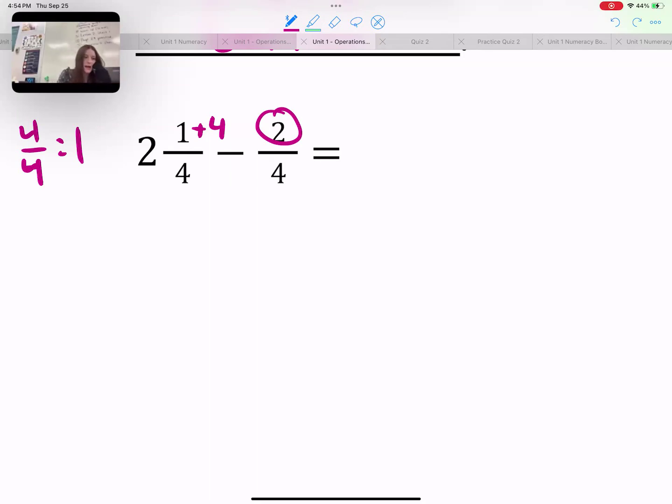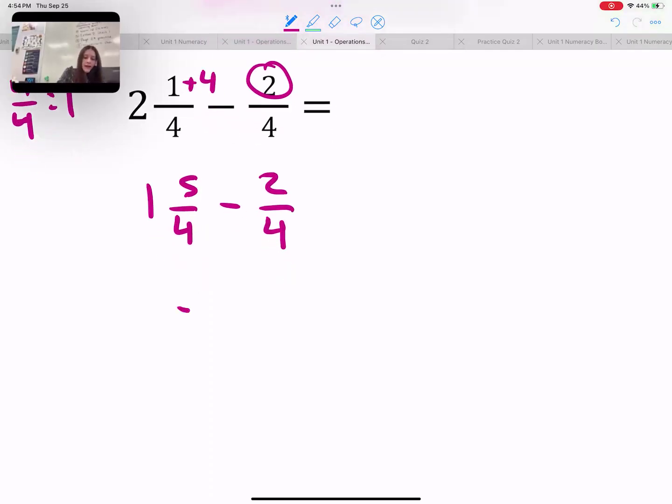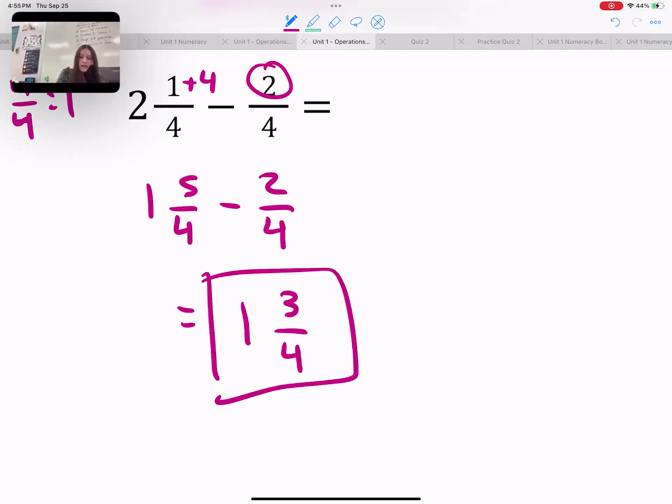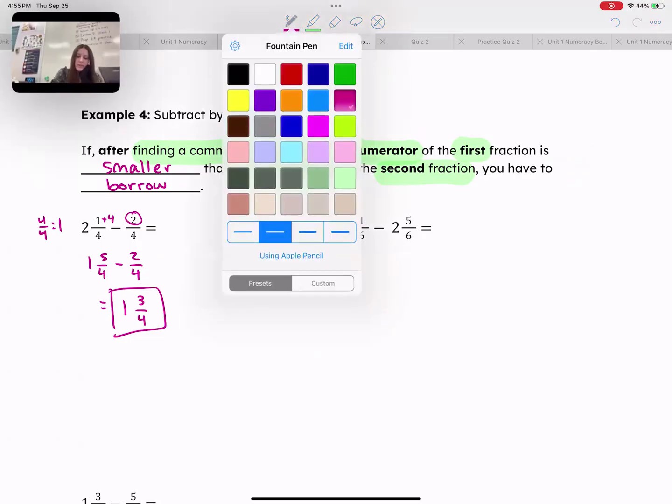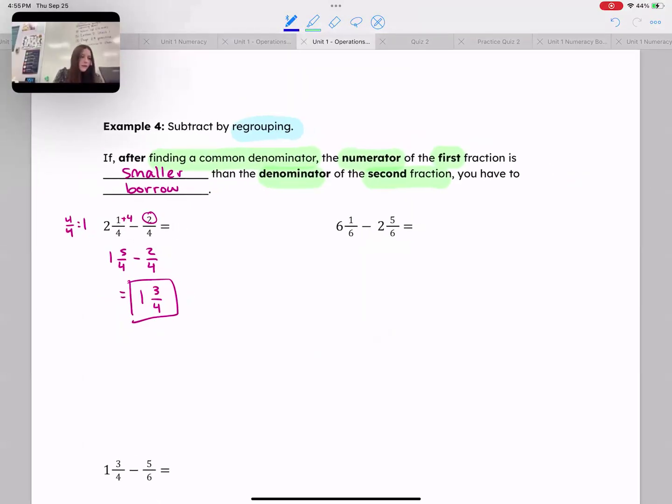So that is now going to give me 1 and 5 over 4. And then I'm going to subtract my 2 over 4. And that is going to give me 1 and 3 over 4. So now I can actually complete the subtraction. Let's try that one more time.